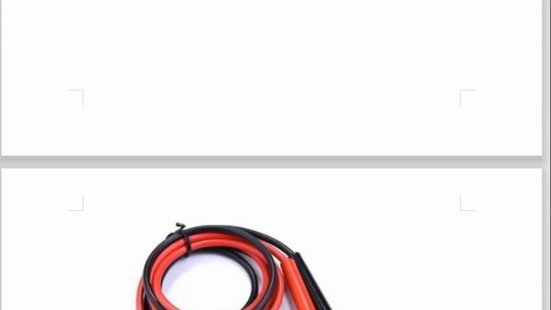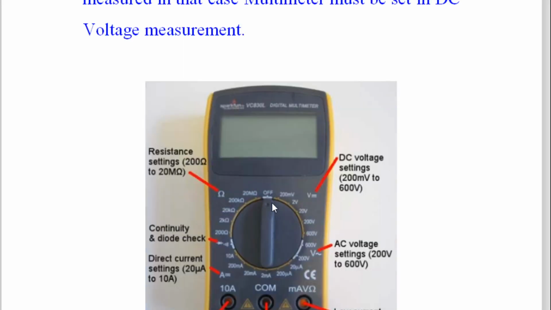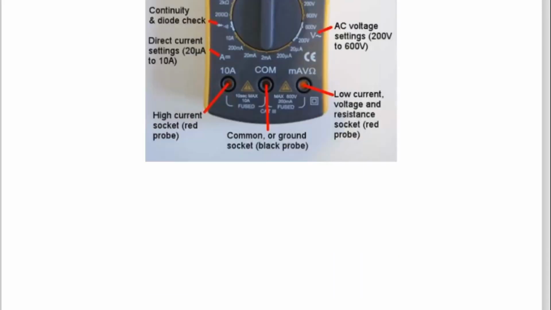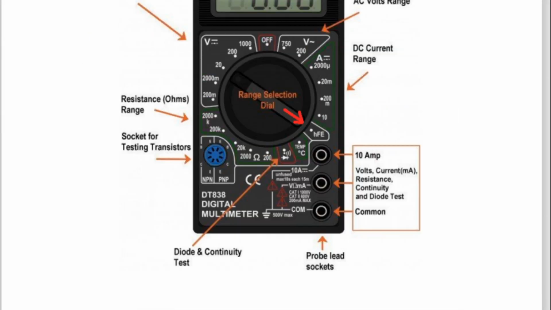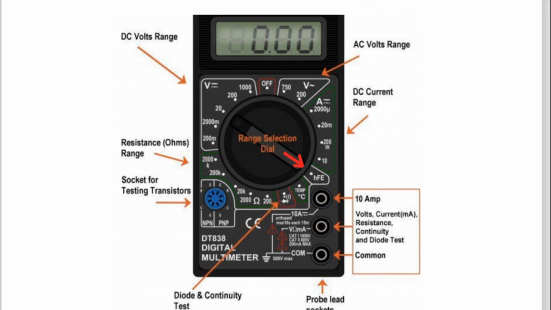And now by setting this pointer, if I set it to DC voltage, suppose here I set it to 2 volt, or if I set it to 200 volt, then I can measure the DC voltage on this screen. And in this way, this is the multimeter. And one more example of a multimeter I am going to show you. So here, this is another multimeter.